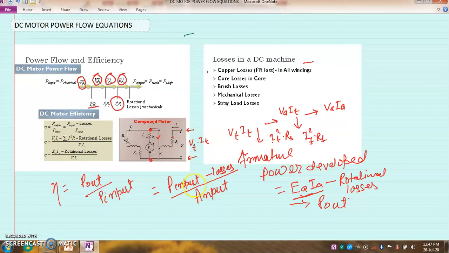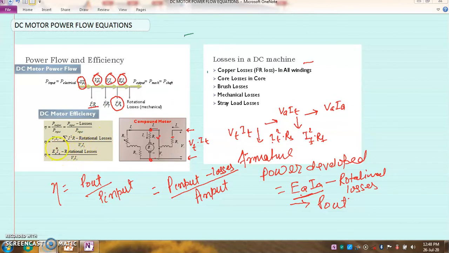So what do you get from there? You will get the value of the efficiency. So this is the efficiency equation: VT into IT minus IA square R minus rotational loss, divided by VT into IT.